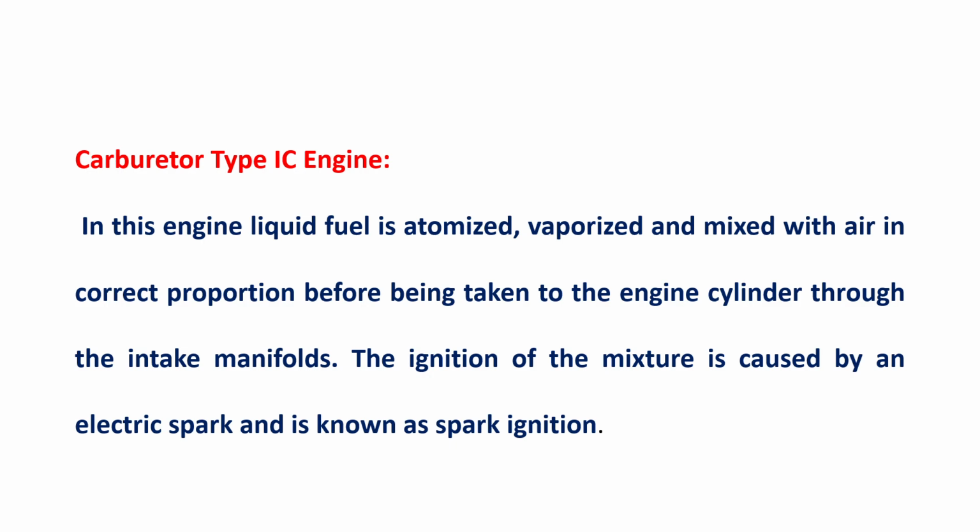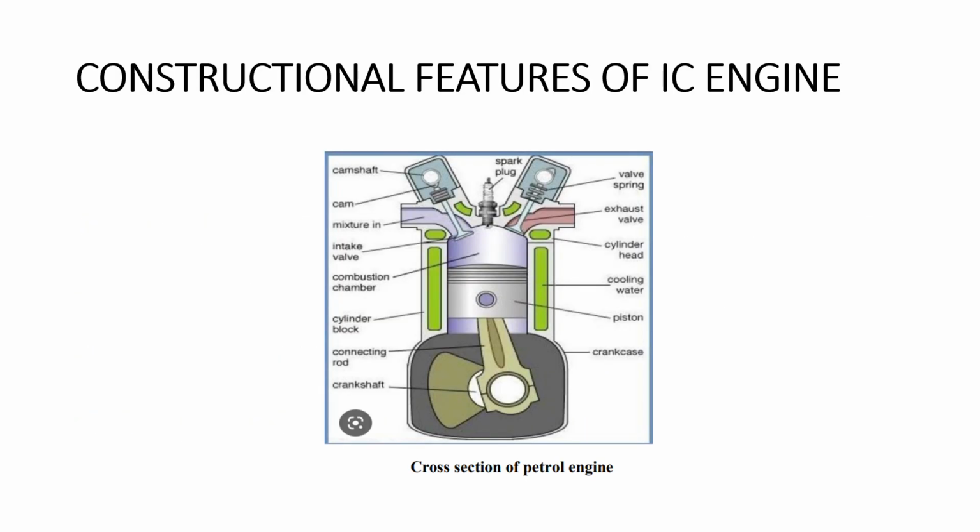The next one is the construction features of the IC engine. In the other model, ignition takes place due to compression. Now we'll see the constructional features of the IC engine. I have taken a petrol engine as an example. You can see a cylinder block, a connecting rod, a crankshaft, a piston, a cooling system, a cylinder head, exhaust valve, valve spring, spark plug, camshaft, and everything else.